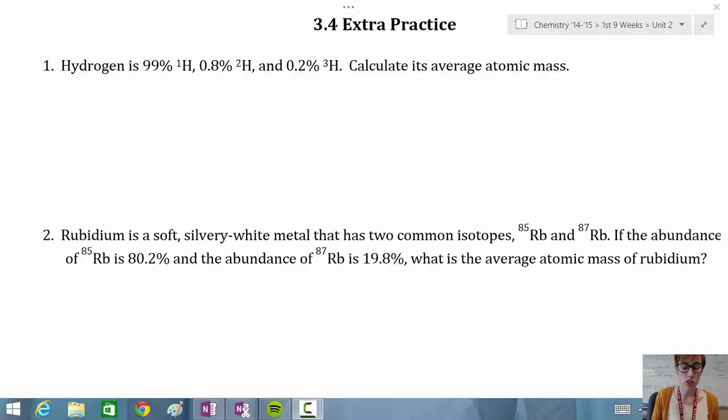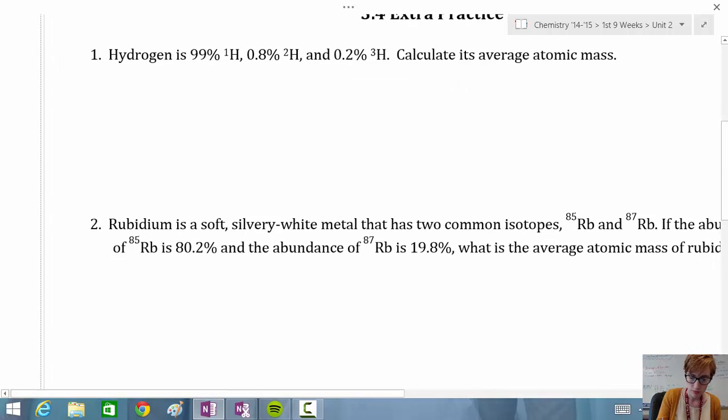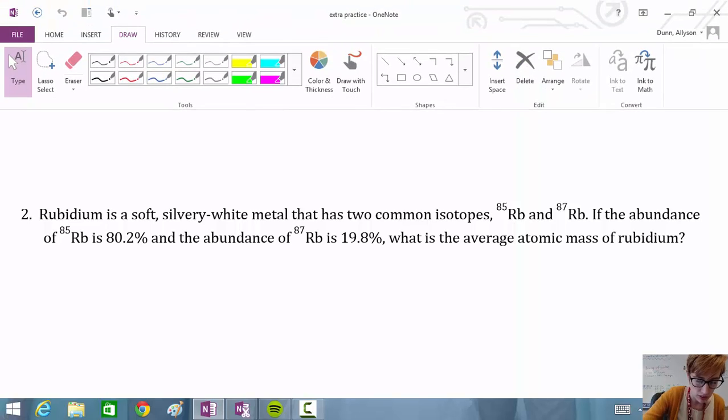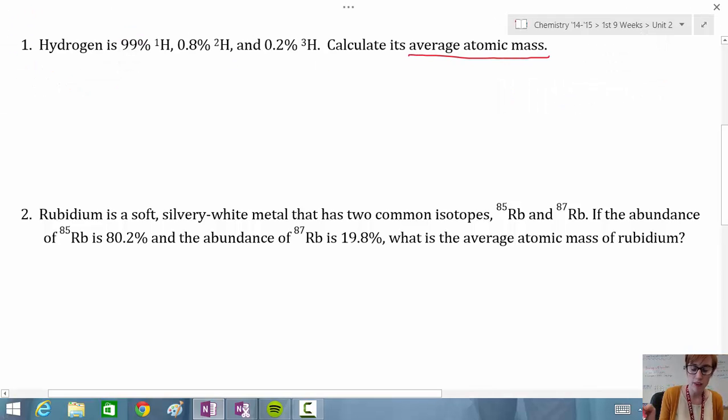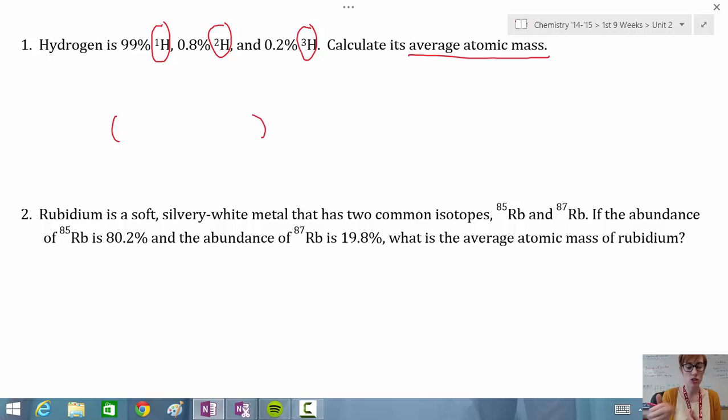The first thing you want to do when you're calculating average atomic mass is get your pen working. So we're calculating average atomic mass, and essentially, the formula is you need a parentheses for each isotope. Here I have 3 isotopes: 1, 2, 3. One isotope is hydrogen 1, one is hydrogen 2, and one is hydrogen 3.